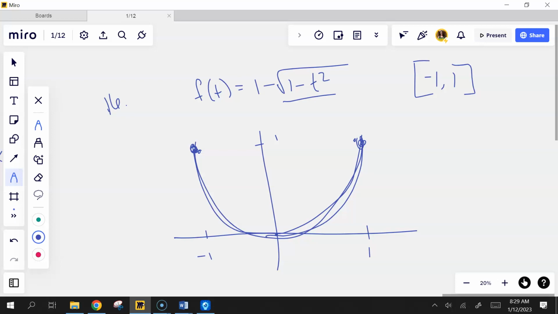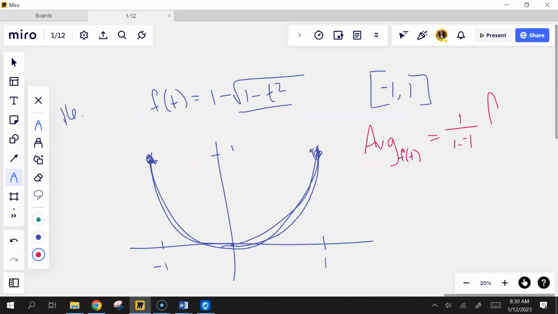It says to find the average value of the function on the interval without integrating, by appealing to the geometry of the region between the graph and the x-axis. Now, first of all, the average value of f here, f of t, is going to be 1 over 1 minus negative 1, times the integral from negative 1 to 1 of f of t. Everybody okay there?